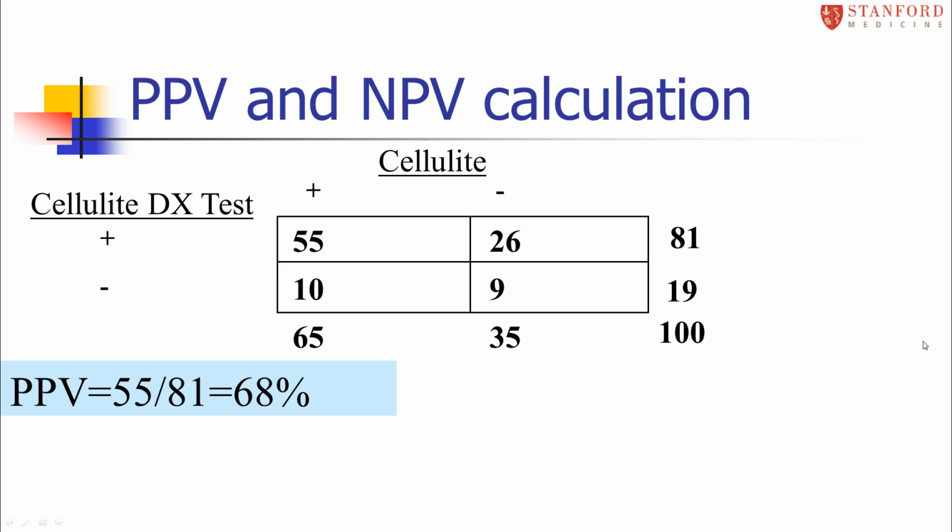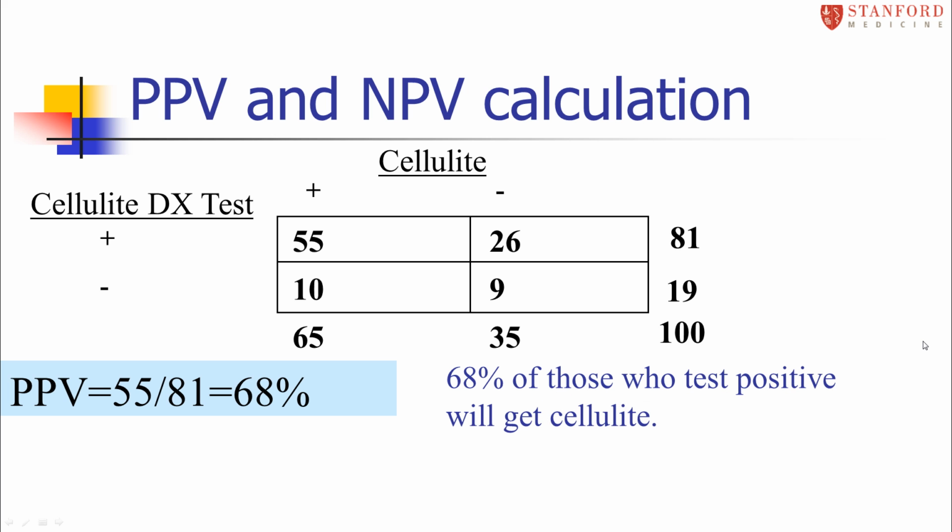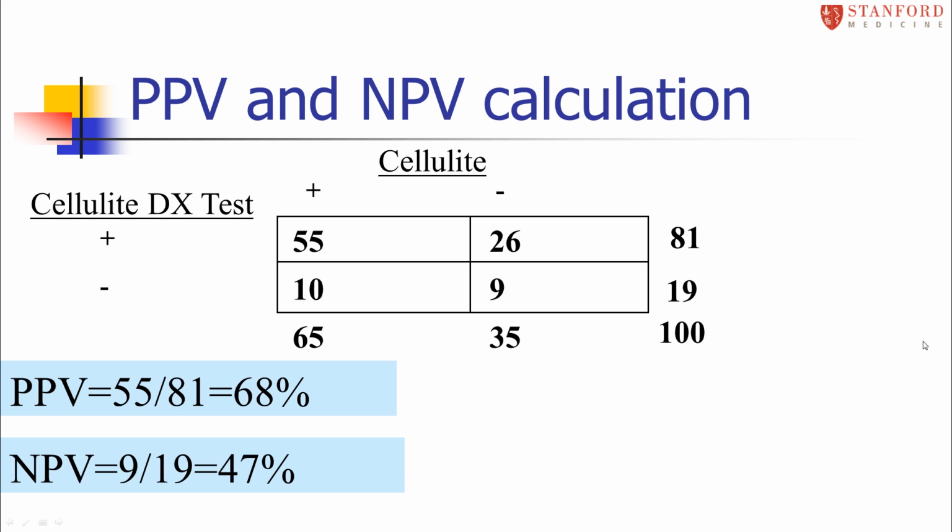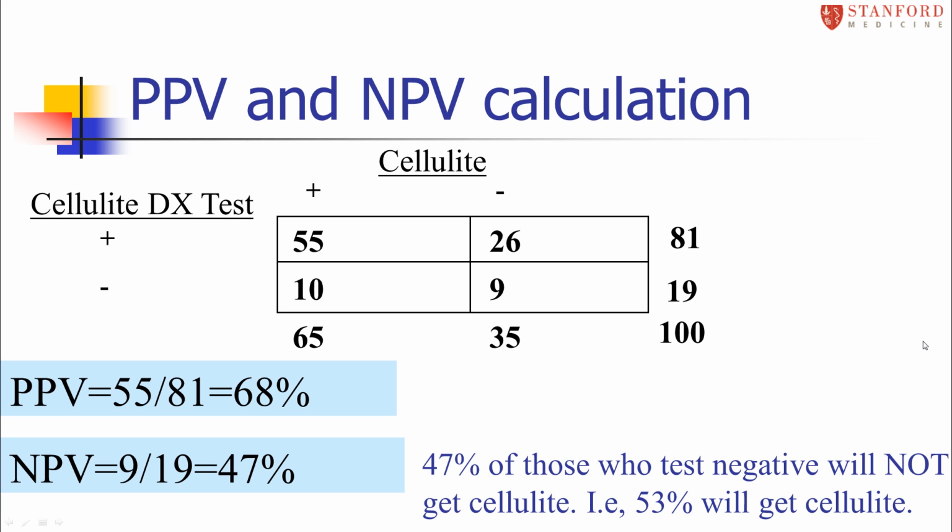What's the negative predictive value? The negative predictive value we would calculate by recognizing that there are 19 women in the general population who will get a negative on this test. Of those 19, only 9 of them will go on to not get cellulite. 10 of them will actually go on to get cellulite. So the negative predictive value here is 47%. So 47% of those who test negative will not get cellulite.